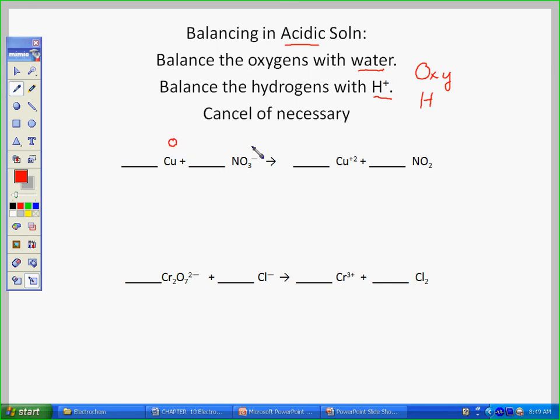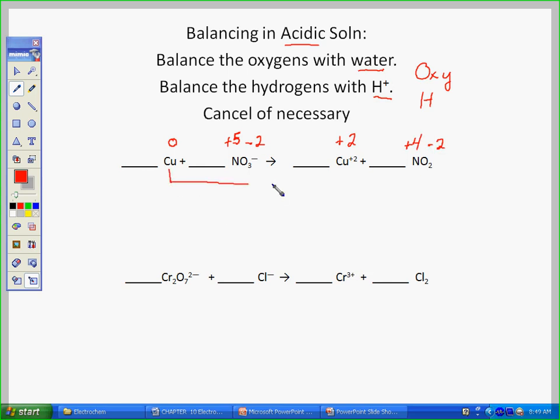So copper, pure copper is 0. This would be -2. That would leave the nitrogen as +5. So I have a -6. I need one of those negatives left over. So I got +5. An ion simply has an ionic charge as its oxidation state. That'd be -2 and +4.